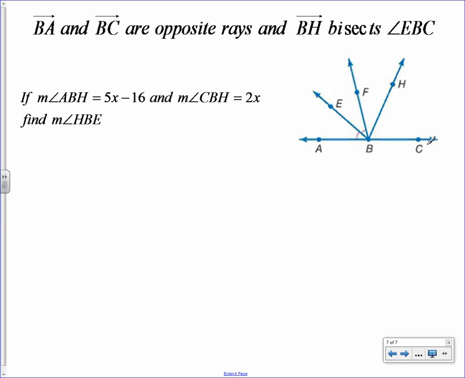For me personally, I probably wouldn't want to erase it. I'd want to see a whole new question, but you do what you want. It's the same picture. It's the same given information. So it's still opposite rays. It's still ray BH bisects angle EBC, which means this. That's still true. That hasn't changed.